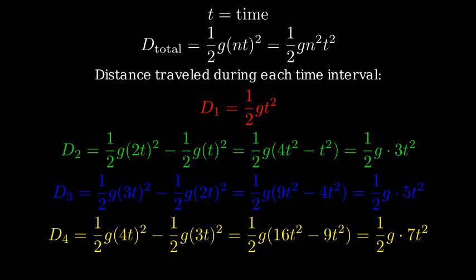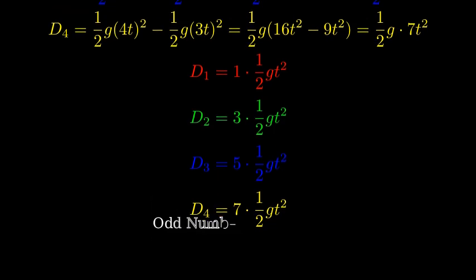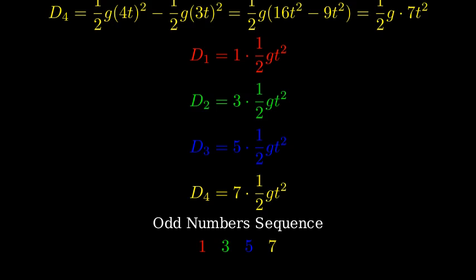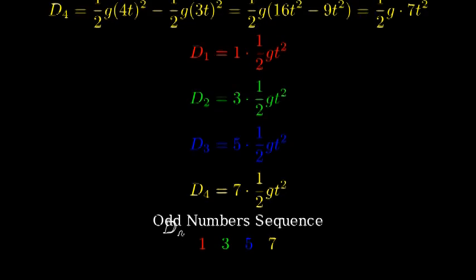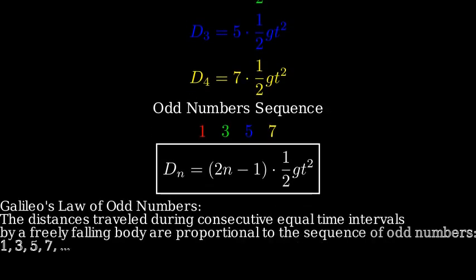Let's extract the key values from our calculations. First interval, d1 = 1 × 1/2 gt². Second interval, d2 = 3 × 1/2 gt². Third interval, d3 = 5 × 1/2 gt². Fourth interval, d4 = 7 × 1/2 gt². Looking at the coefficients, 1, 3, 5, 7, we can clearly see the sequence of odd numbers that Galileo observed. More generally, for the nth time interval, the distance traveled is dn = (2n−1) × 1/2 gt². This mathematically proves Galileo's law of odd numbers. The distances traveled during consecutive equal time intervals by a falling body are proportional to the sequence of odd numbers, 1, 3, 5, 7, and so on.